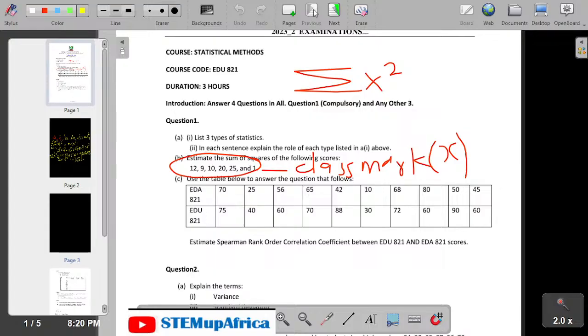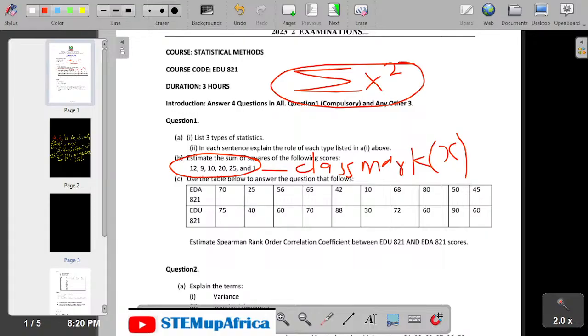We are going to use this data to estimate the Spearman rank correlation coefficient between Edu H21 and EDA H21 scores. I said something yesterday, if you were in the class: the formula guides you on what you are going to do with the data. Before I started solving question 1B, I first wrote the formula for the sum, and I followed it up. So anytime you are solving statistics, the formula is what guides you to your procedure.